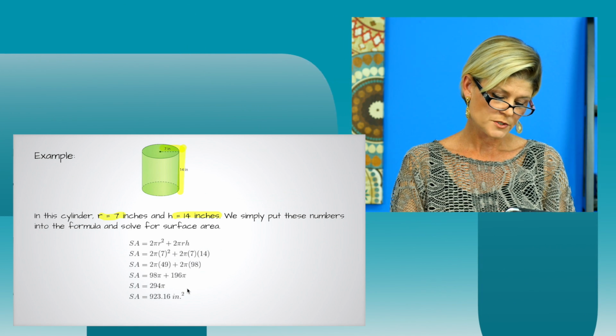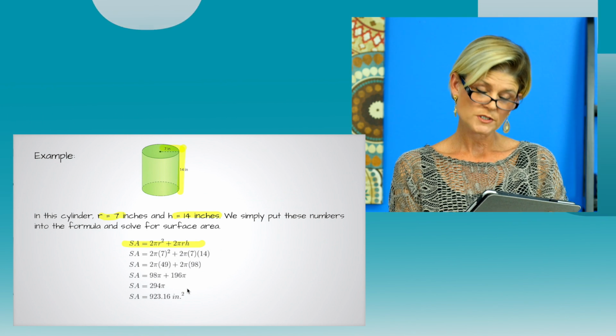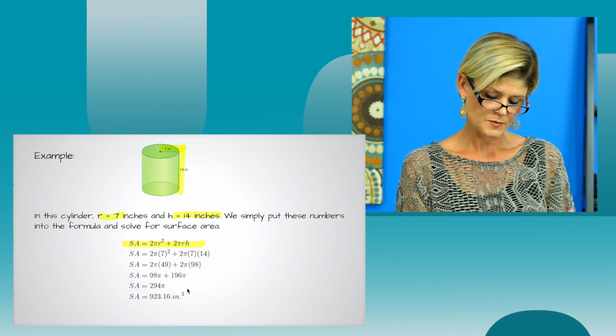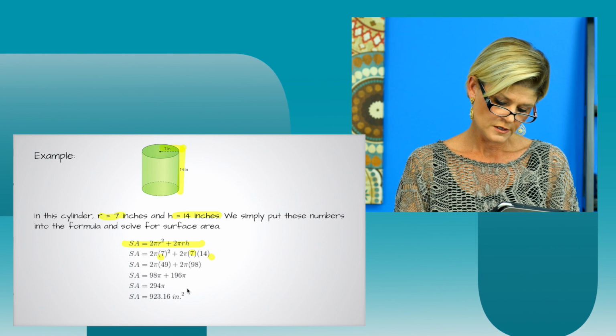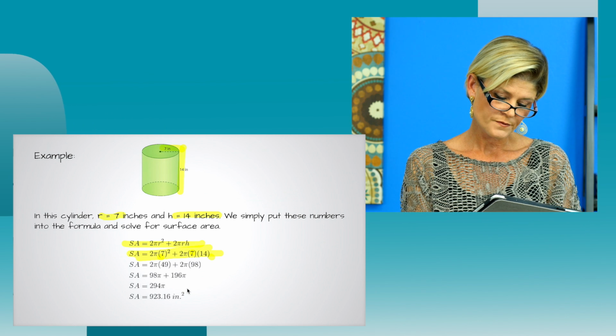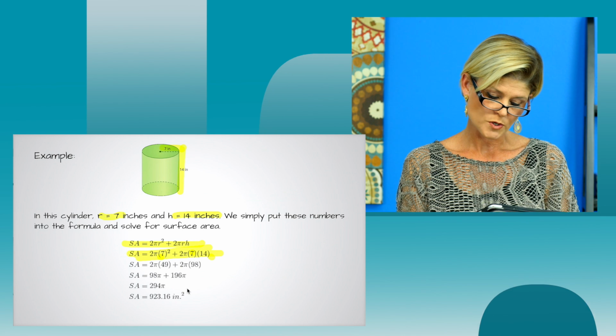Remember, our formula was surface area equals 2 pi r squared plus 2 times pi times the radius times height. So we just plug in the numbers. There's our 7, 7, 14. So we get 2 pi times 7 squared plus 2 pi times 7 times 14.